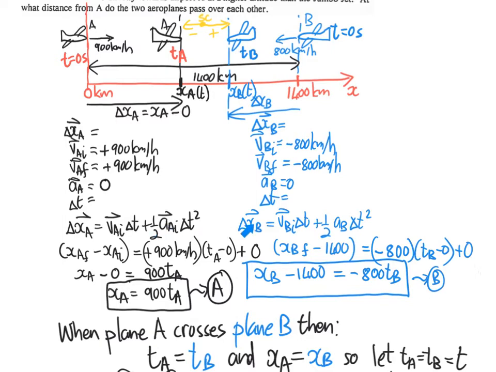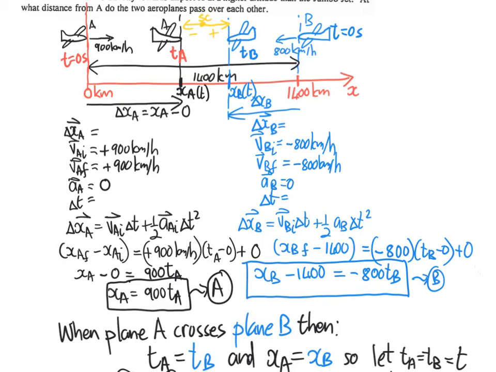So using these two, using delta x equals v initial delta t plus half a delta t squared for both, and I use subscripts for aircraft A and aircraft B. By the way, I've just said aircraft A is the aircraft that left from airport A, and aircraft B is the plane that left from airport B.